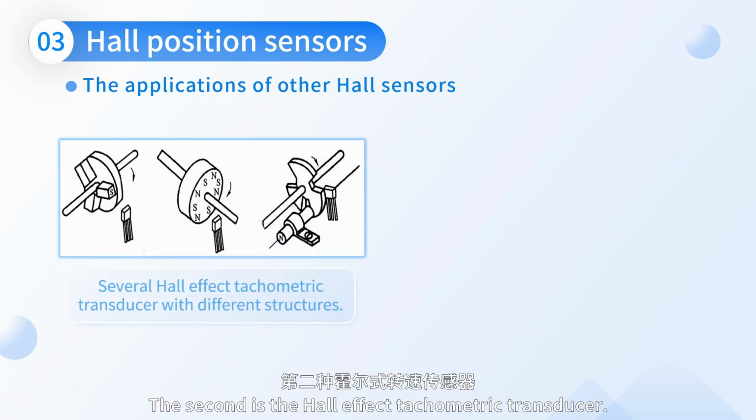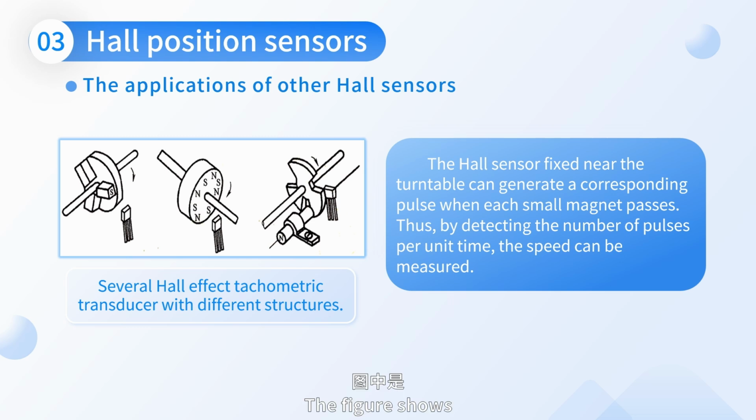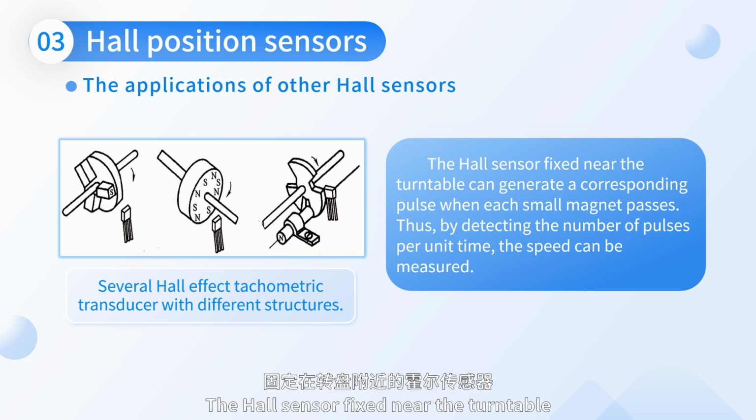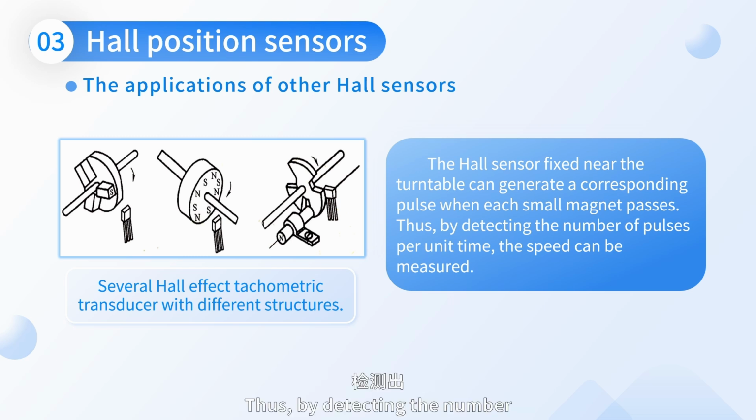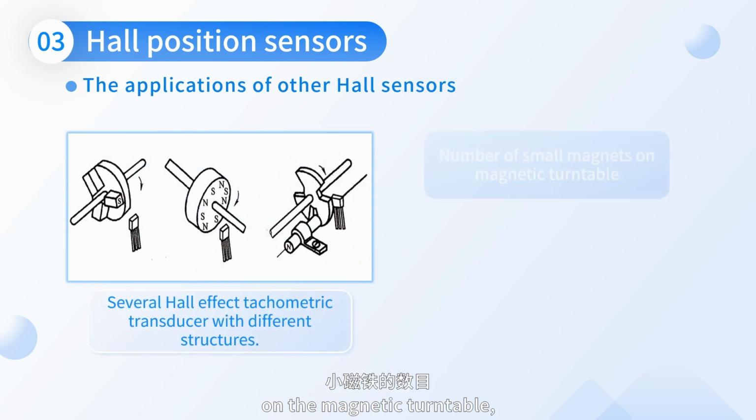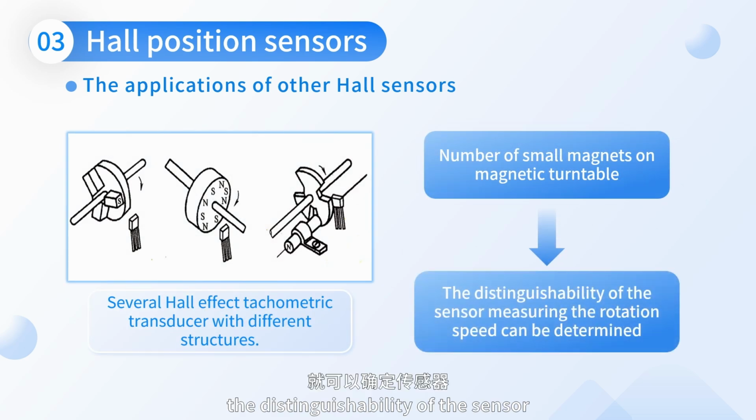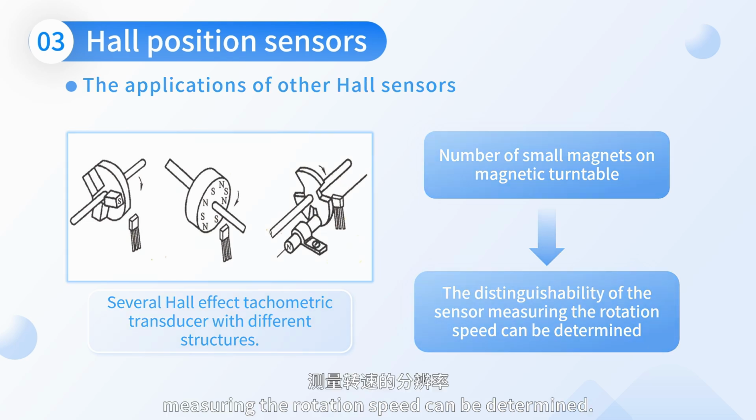The second is the Hall effect tachymetric transducer. The figure shows several Hall effect tachymetric transducers with different structures. Connect the input axis of the turntable with the revolving shaft to be measured, and when the revolving shaft rotates, the turntable rotates accordingly. The Hall sensor fixed near the turntable can generate a corresponding pulse when each small magnet passes. Thus, by detecting the number of pulses per unit time, the speed can be measured. According to the number of small magnets on the magnetic turntable, the distinguishability of the sensor measuring the rotation speed can be determined.